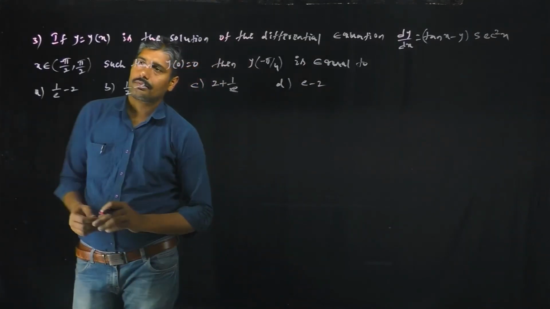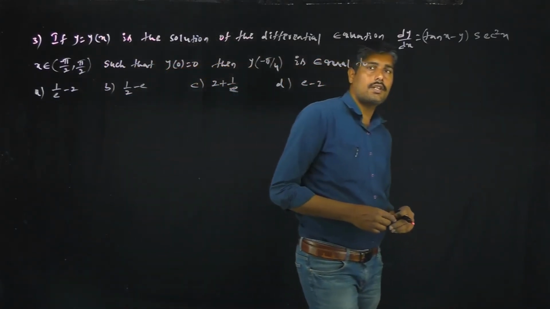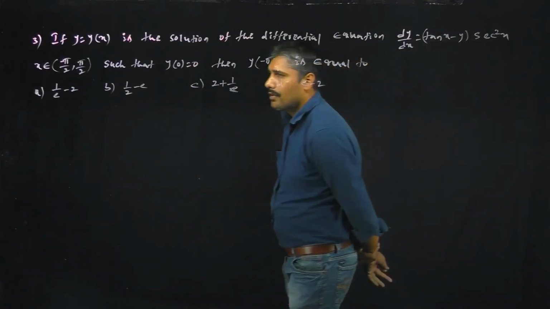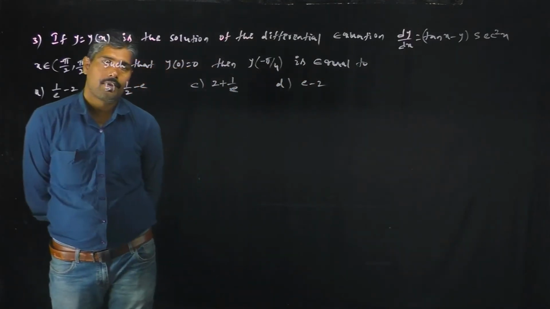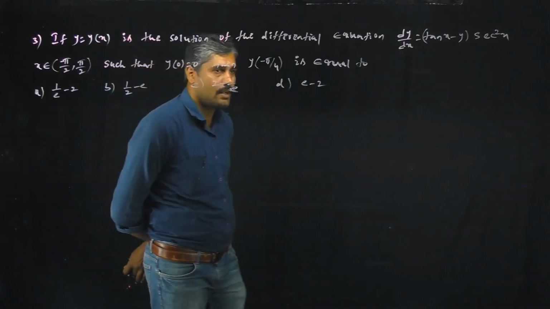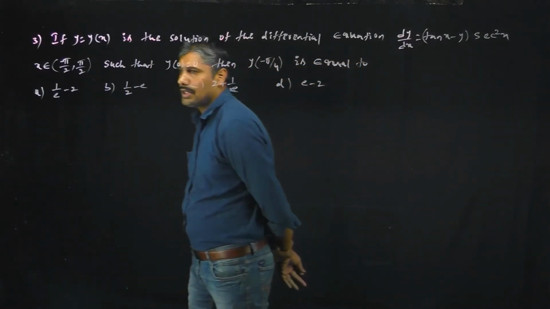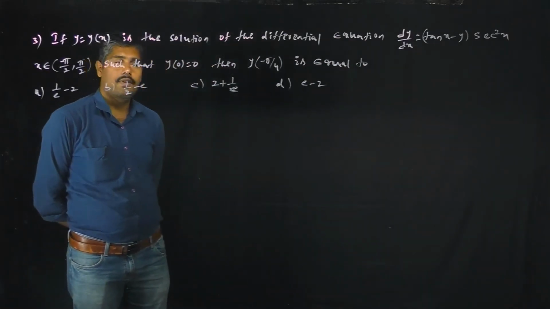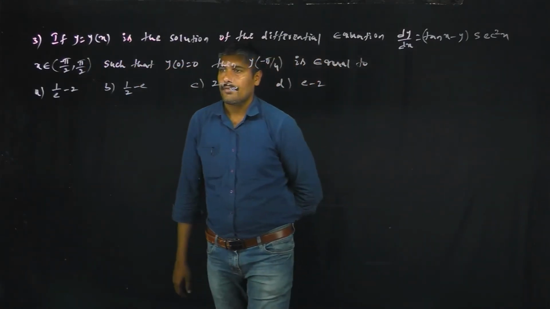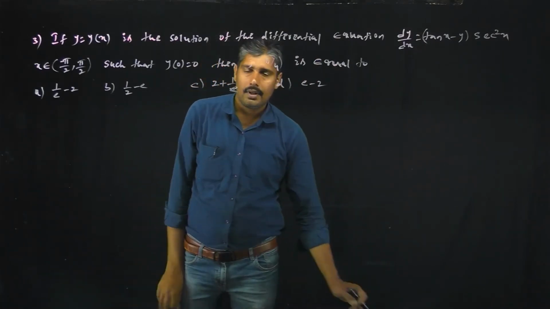See the next one. If y equals y of x is the solution of the differential equation dy by dx equals tan x minus y into secant squared x, for x belonging to minus pi by 2 to pi by 2, such that y of 0 equals 0, then y of minus pi by 4 is equal to what? This was also given in one of the previous papers, 2019.